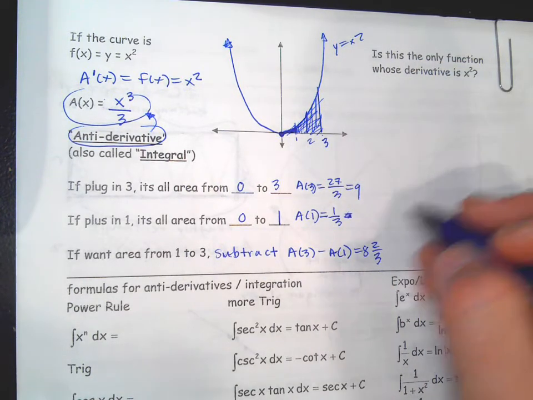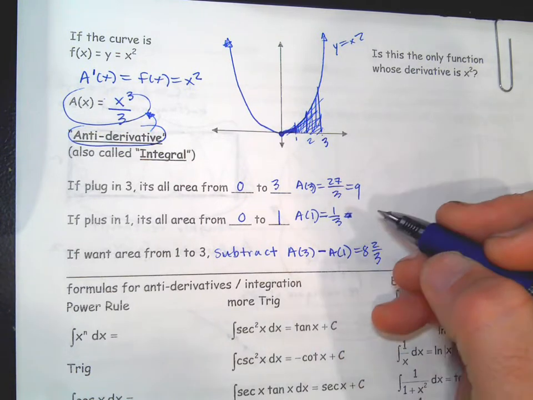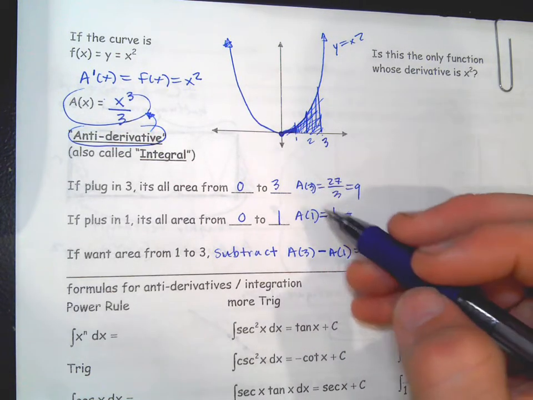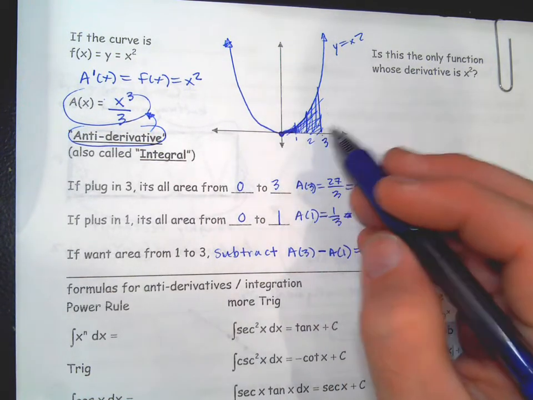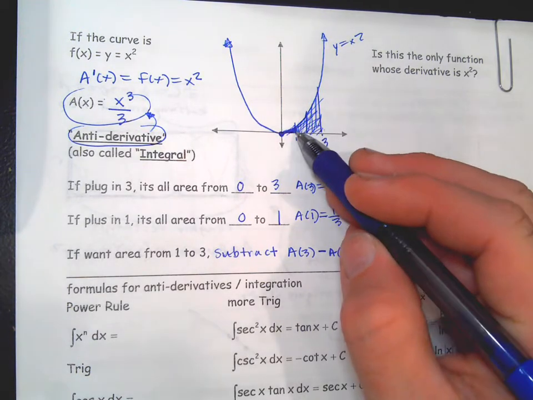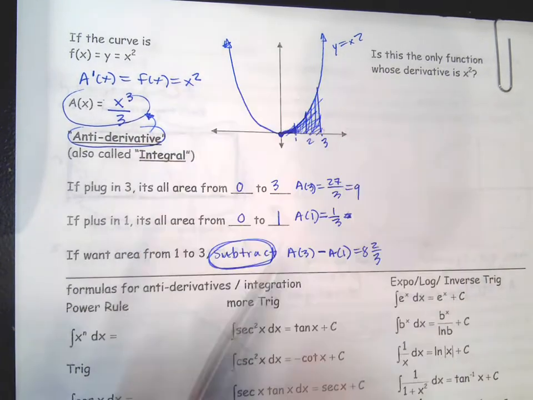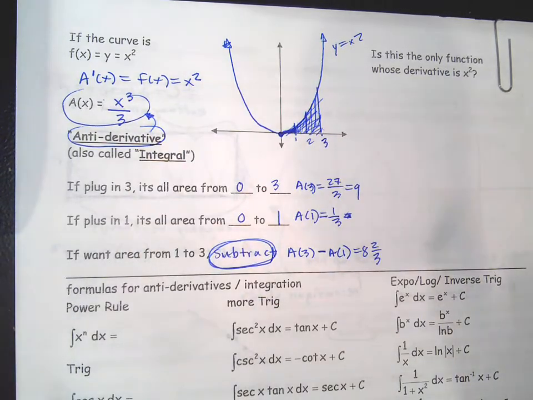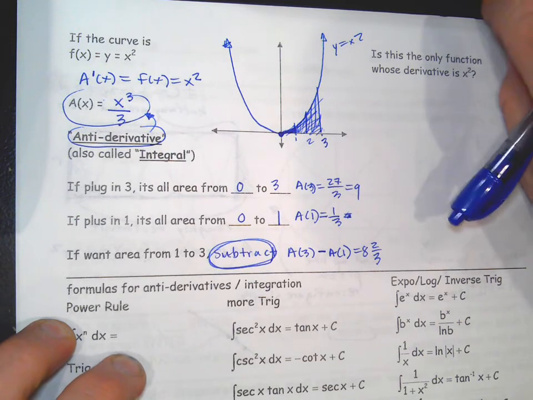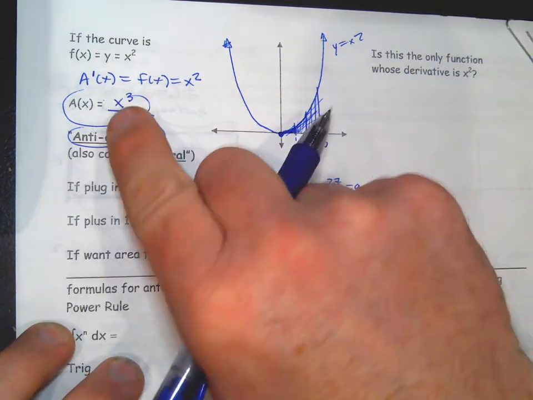And we're going to do this all the time. And this is why when you integrate, you usually plug two numbers in, a bottom limit and a top limit. You plug in the top first, the bigger one first, plug the bottom one in second, and you subtract because of this.